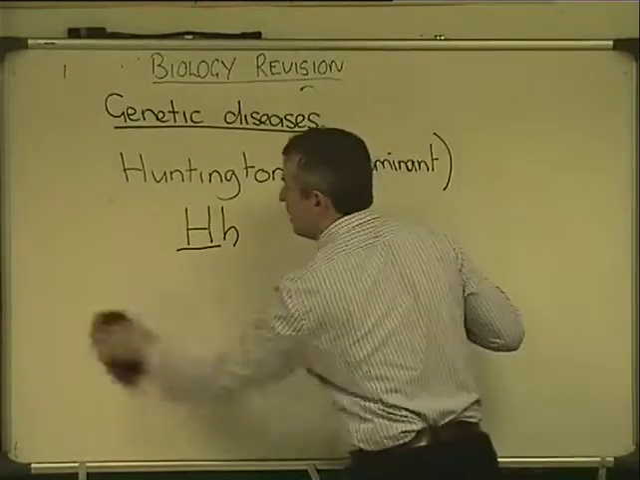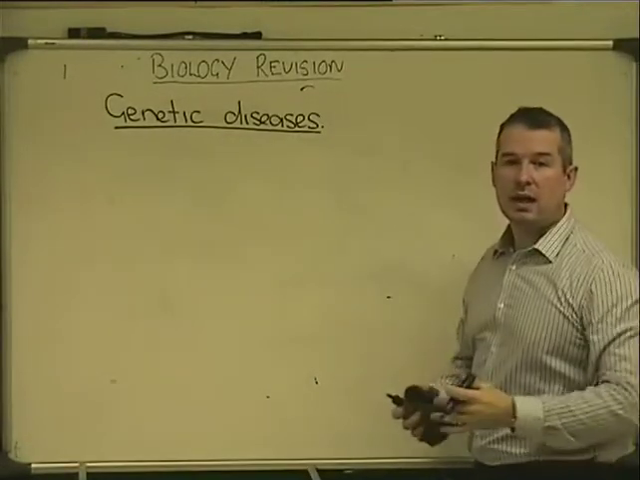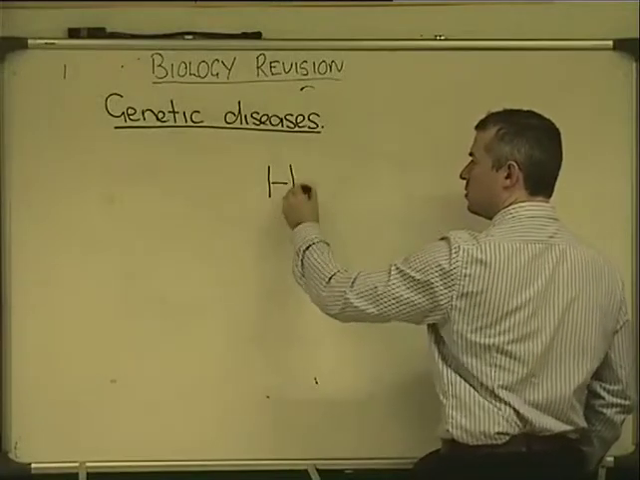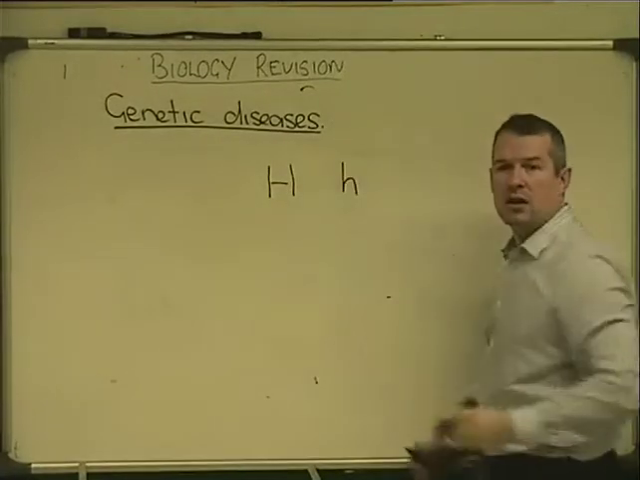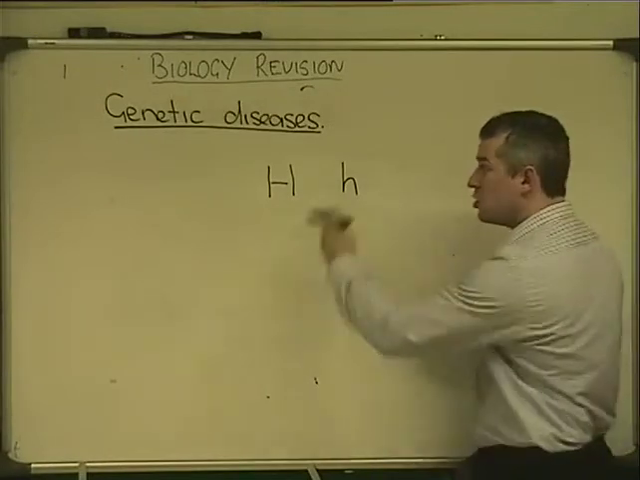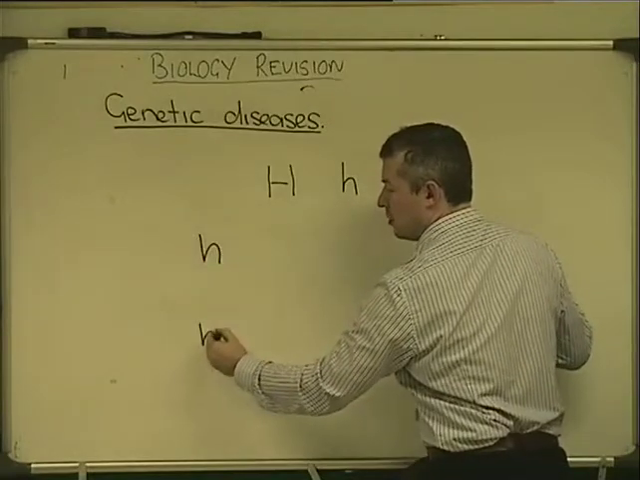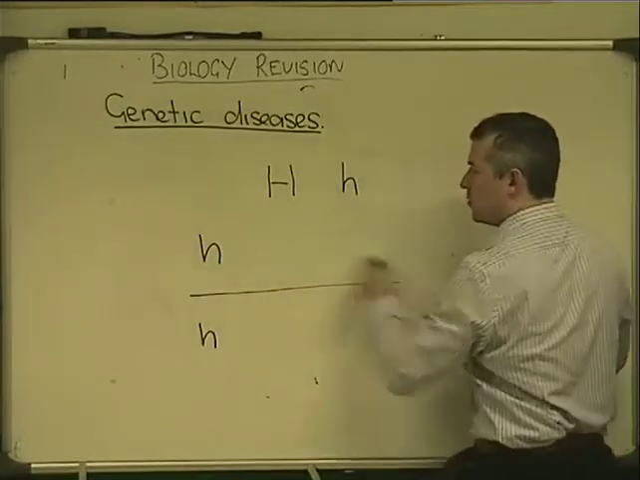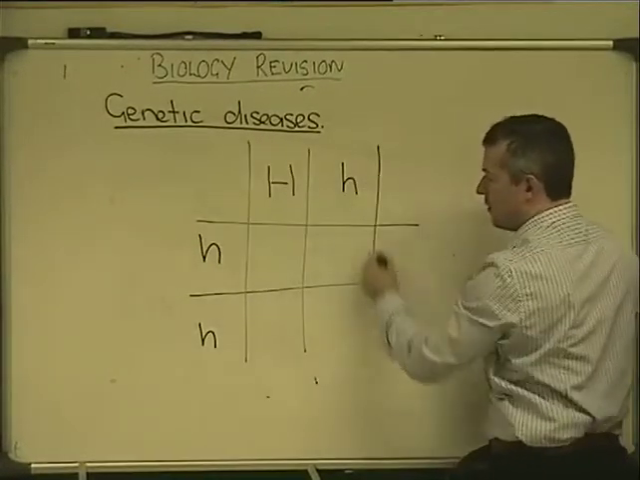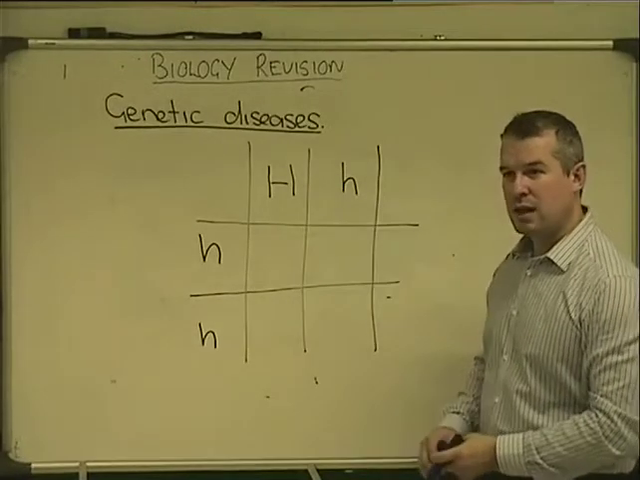So if we take Huntington's to start with, and let's say for instance we had a woman with Huntington's disease. Her genotype is going to be big H, little h. And let's say her husband didn't have Huntington's disease, he's healthy. So his genotype is going to be little h, little h. So if we draw our Punnett square, like so, we can see that if they have children, the probability of their child having Huntington's is as follows.